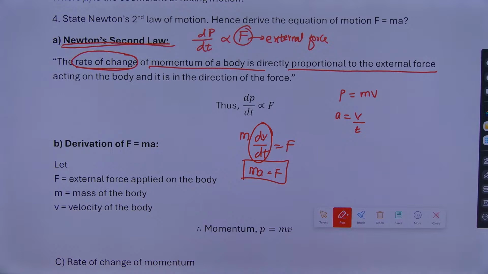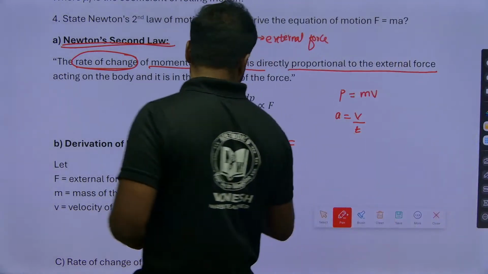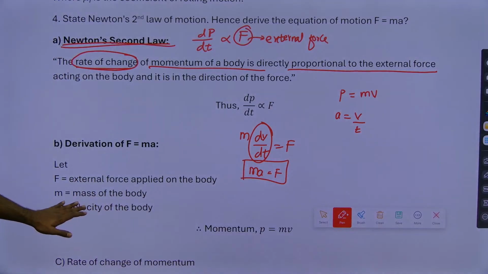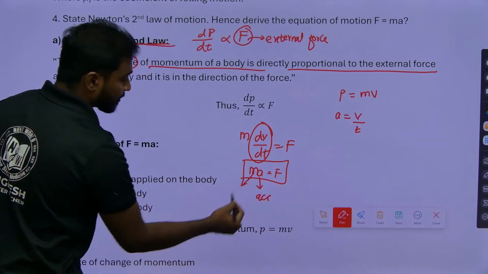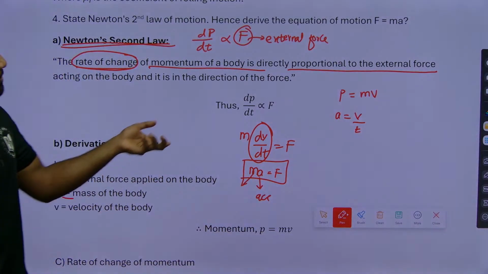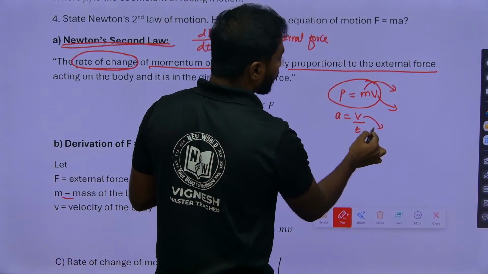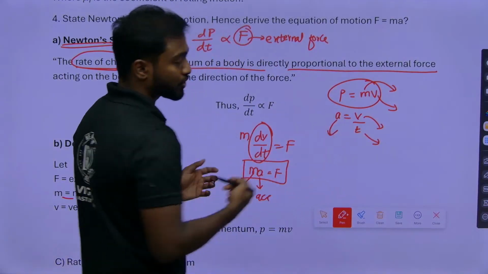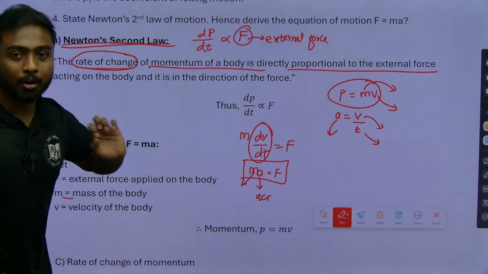So what will be F? F is nothing but external force, and a is nothing but acceleration, and let me write here, this is acceleration, and m is nothing but mass. In this, what are the terms that we are using? Mass, velocity, time, and this is acceleration. Hope you understood this concept, and we have derived the equation also.